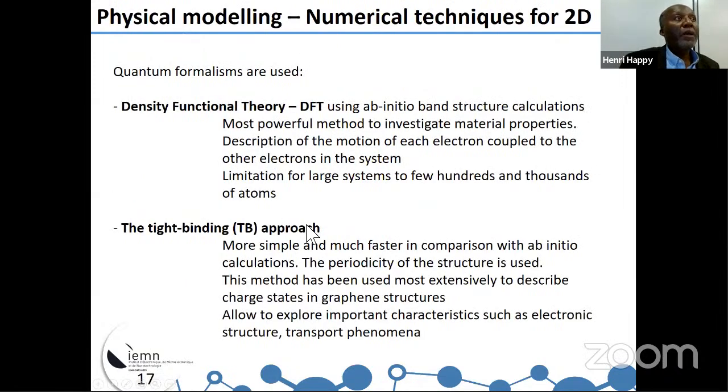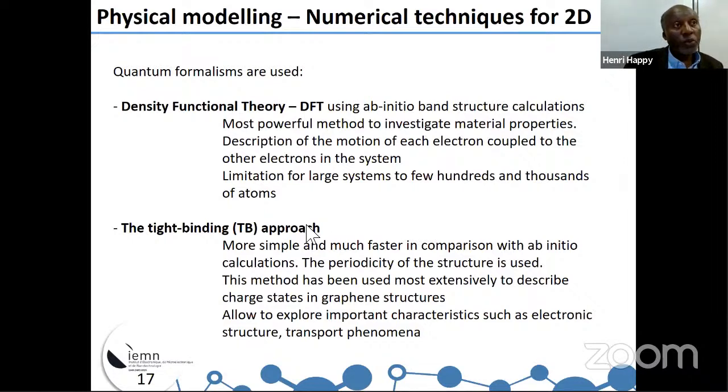And typically, to extract this kind of property of a material, people use a quantum formalism. That means they use techniques like density functional theory, which uses ab initio band gap calculation to investigate the material properties. Here, the ab initio theory consists of using a few hundred to thousand atoms to extract the property of the material. This is time consuming and needs very specific quantum physics knowledge.